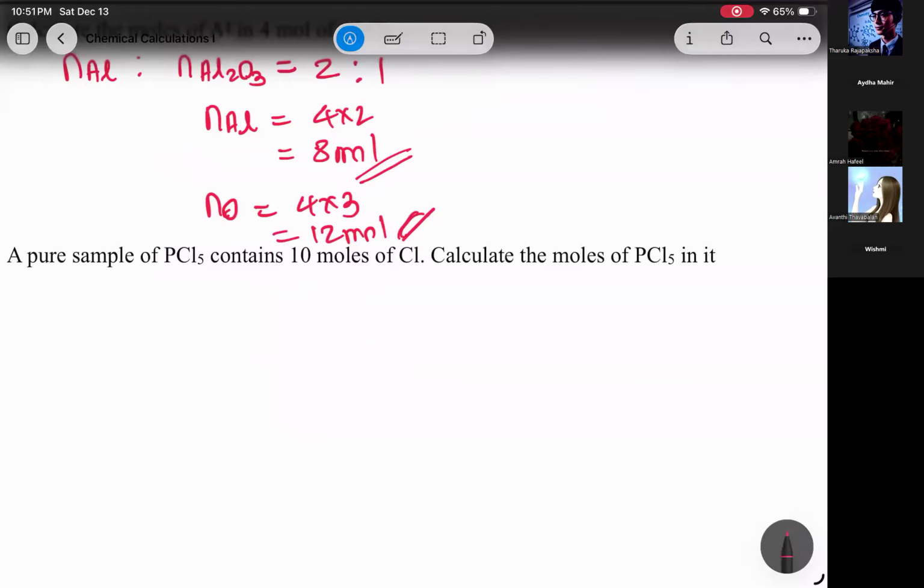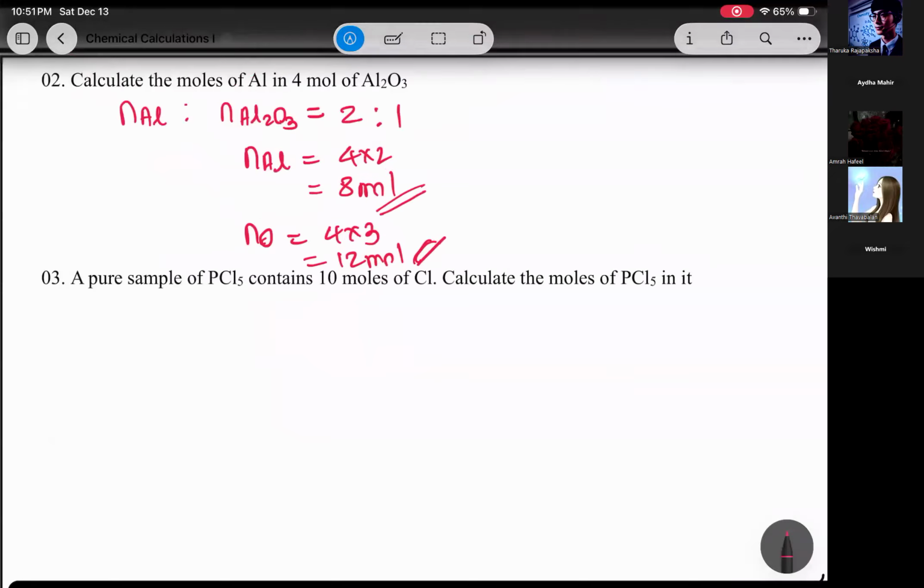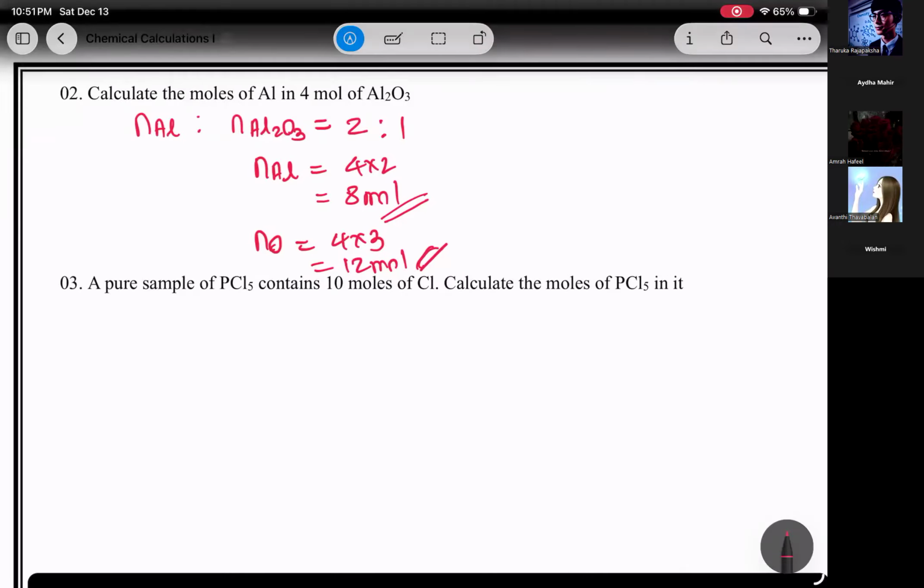A pure sample of PCl5 contains 10 moles of chlorine. Calculate the moles of PCl5 in it. Do it. A pure sample of PCl5 contains 10 moles of chlorine. Calculate the moles of PCl5. 2 moles. Easy, right? So number of moles of PCl5 is to number of moles of Cl, 1:5.